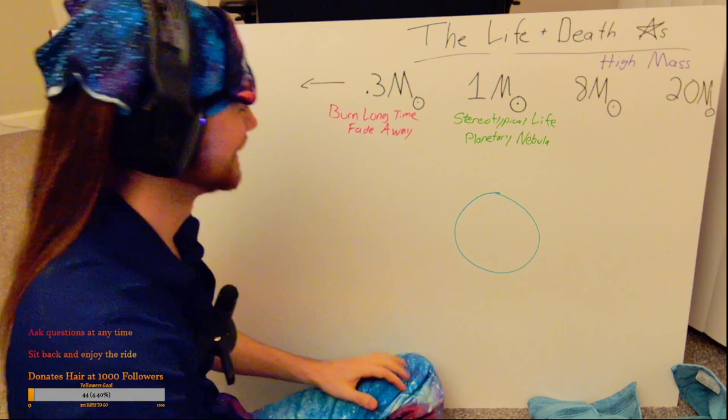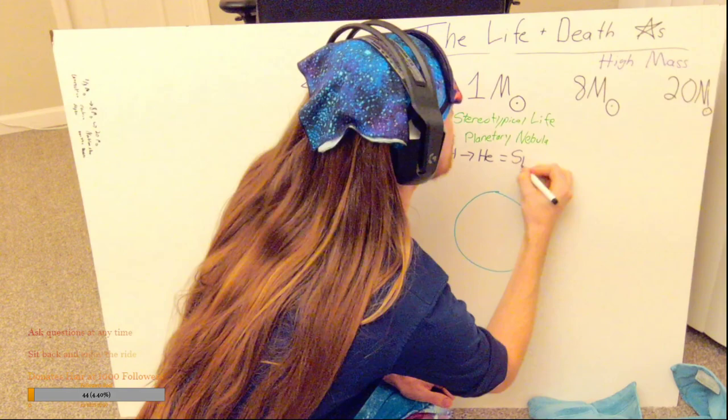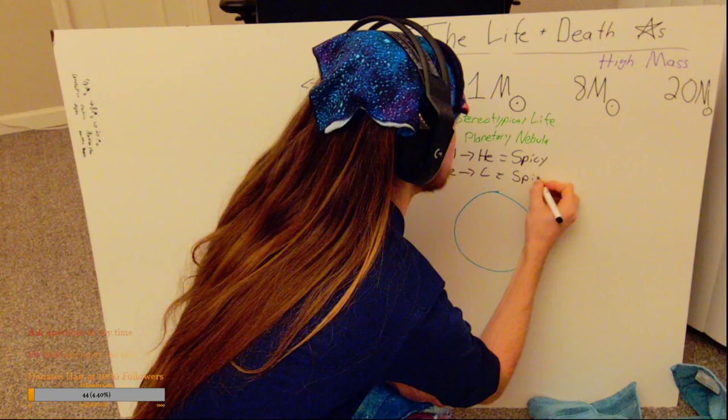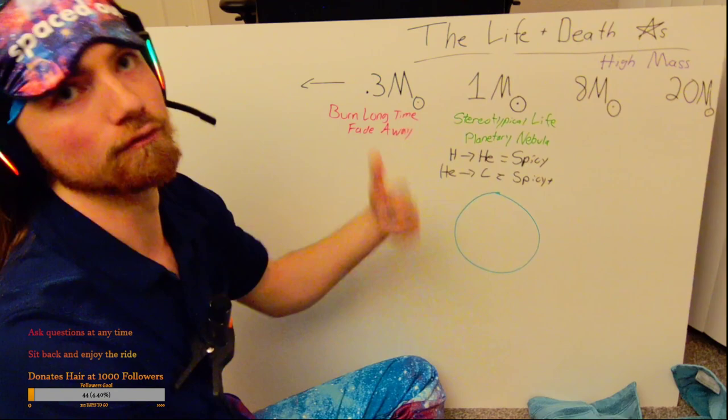So, same thing as before. We got hydrogen going into helium, and that's making some spicy food, giving us some heat. It will eventually turn helium into carbon, giving us spicy plus. And it'll do the same thing as before. If it didn't have enough energy to squish down the helium right away, it'll get a little bit larger. That core will collapse down, get hotter, all that. So everything's the same. Nothing's different yet.